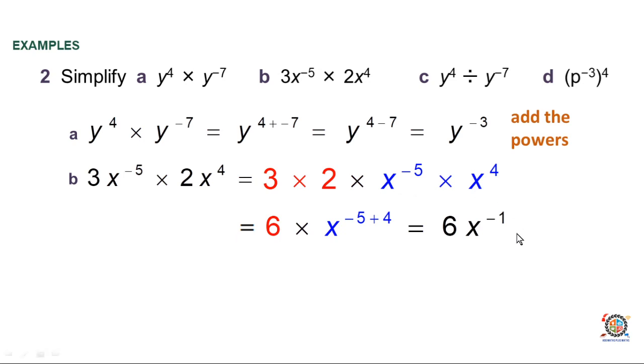By the way, again, I repeat, this should be written as a positive index, so it will be written as 6 over x. The previous answer should be written as 1 over y cube.